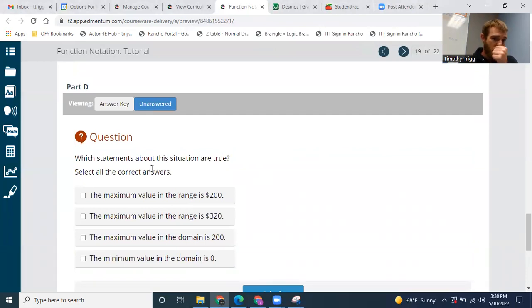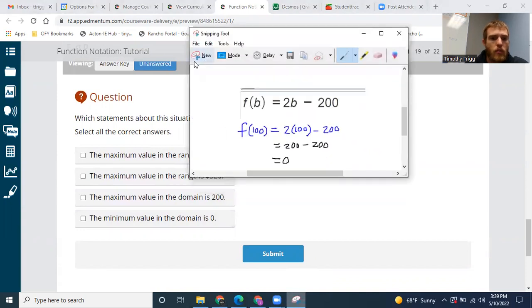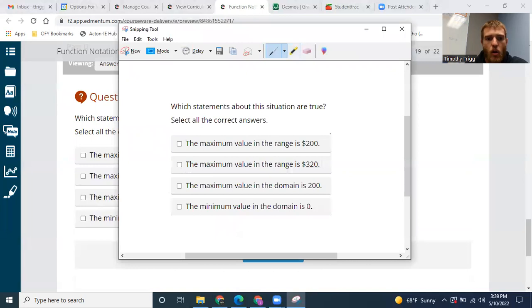Which statement about the situation is true? The maximum value of the range. Okay. Let's see. So let's think about what they're asking here. Which of these are true? This might be select all correct answers. The maximum value of the range is 200. Okay. Well, remember, how many bracelets were they able to make? Hopefully you remember, it was 260. So they made 260 bracelets.